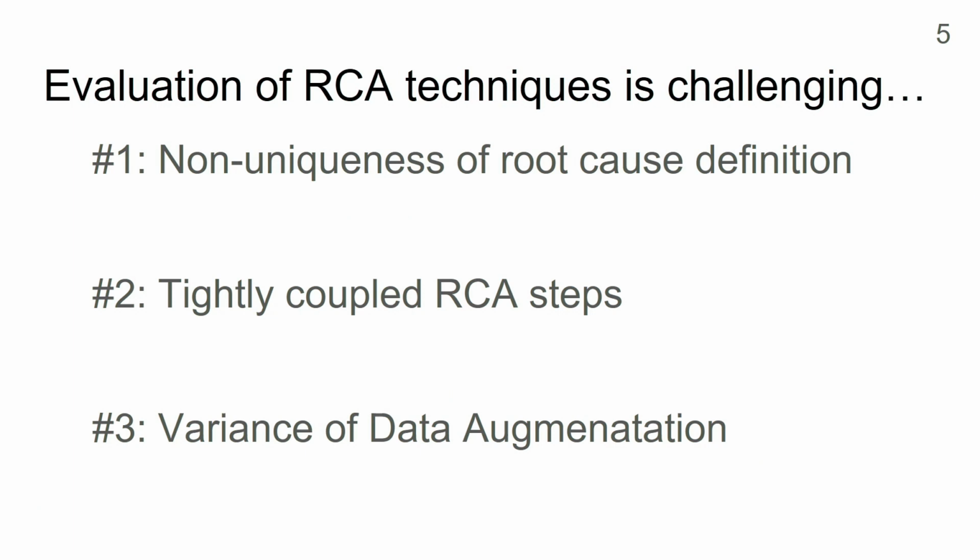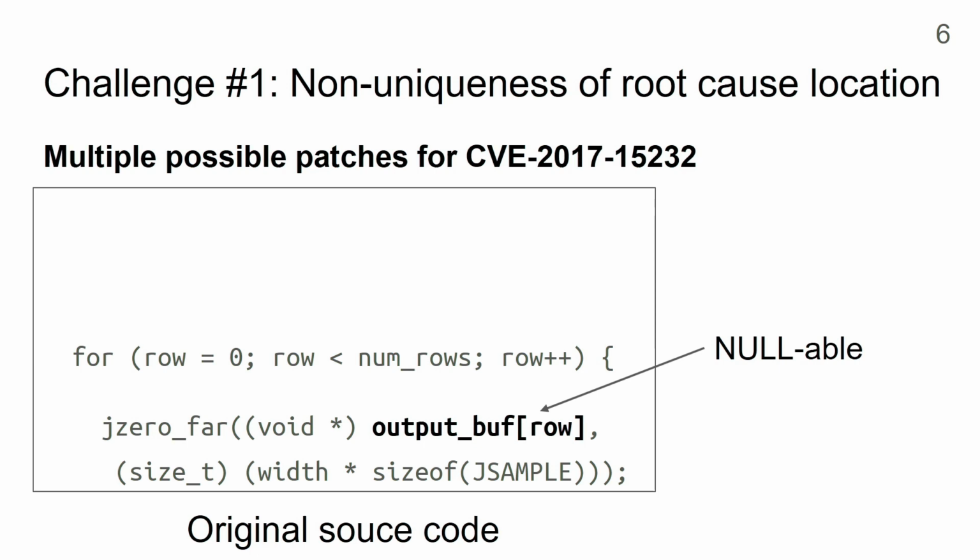So our goal is to evaluate such RCA tools, but we found that it's challenging due to the following three reasons. The first challenge is about the non-uniqueness of root cause locations. Let me show you an example, the actual vulnerability CVE-2017-15232. In the original source code, the variable output_buff can be null, so it may cause a crash.